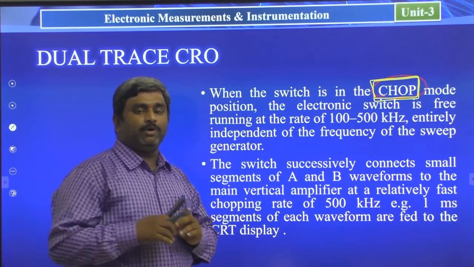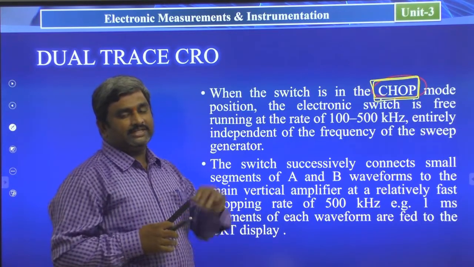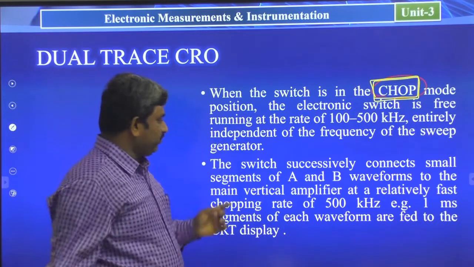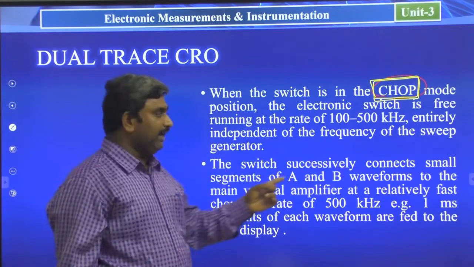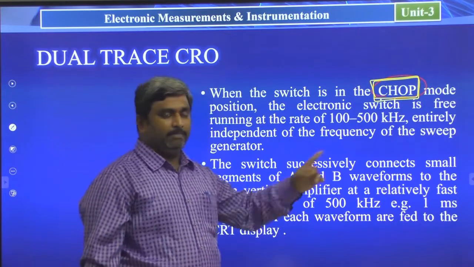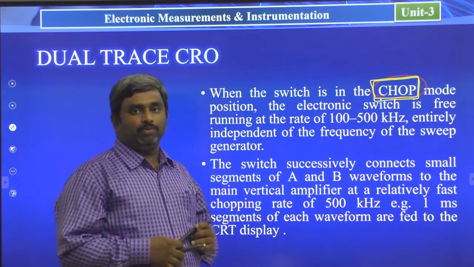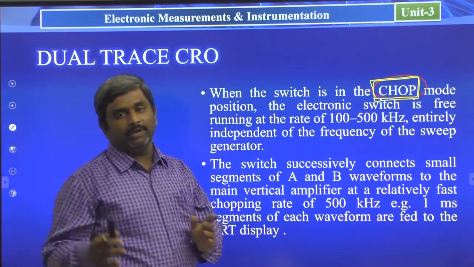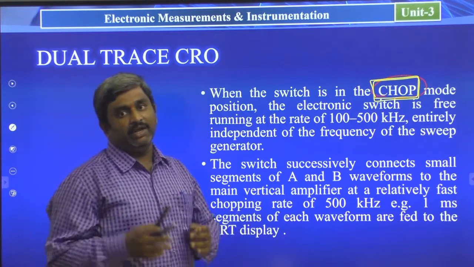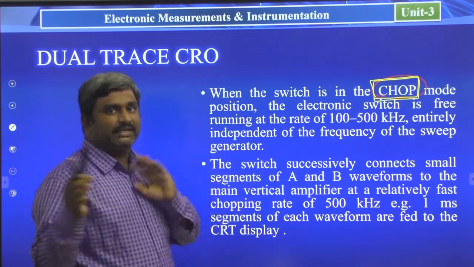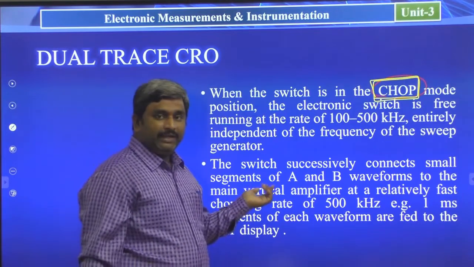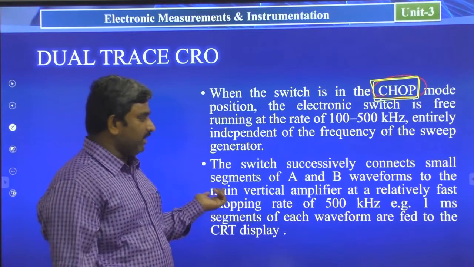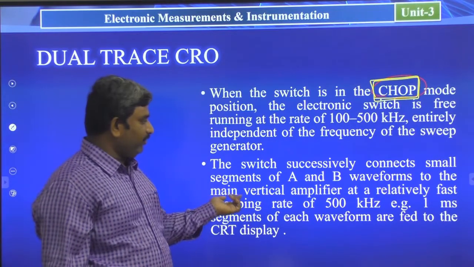It does not depend upon the sweep generator frequency. It is completely independent of it. The electronic switch successively connects small segments of the A and B waveforms. In the alternate mode, it is connected for 100 milliseconds to channel A, then 100 milliseconds to channel B, or 100 microseconds channel A, 50 microseconds channel B. But here in chop mode, it is connected for small segments, because it is running at a very high frequency.